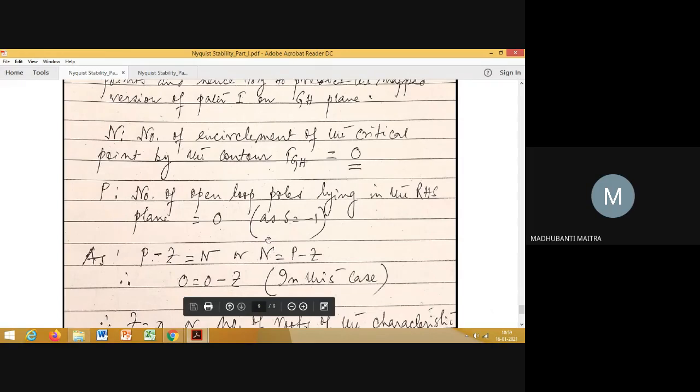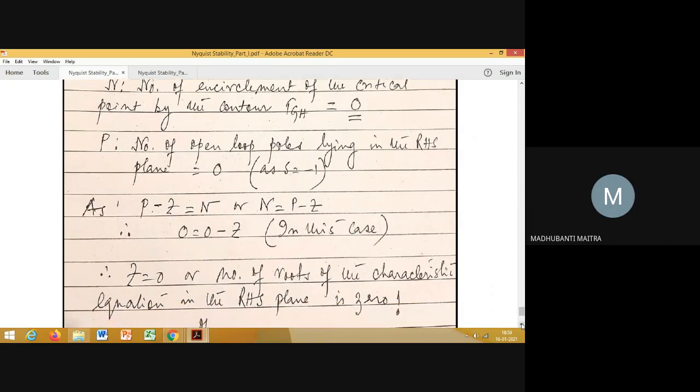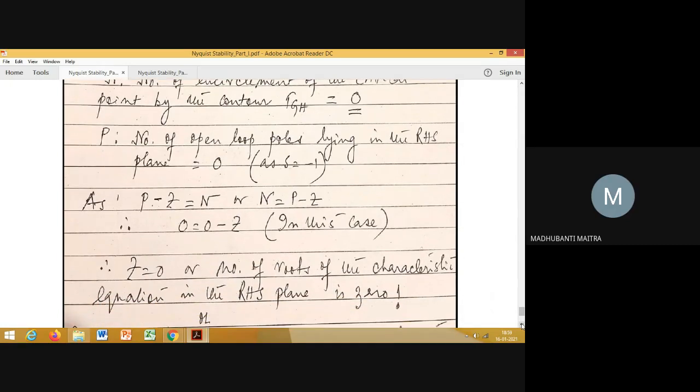n is the number of encirclements in the counterclockwise direction of the critical point, right? So we have seen that n is equal to 0, which we have determined from the Nyquist plot itself, and from the open loop transfer function, it's clear that the value of p is equal to 0. Hence, we get z is equal to 0. What is z? The number of roots of the characteristic equation lying in the right half of the S plane.